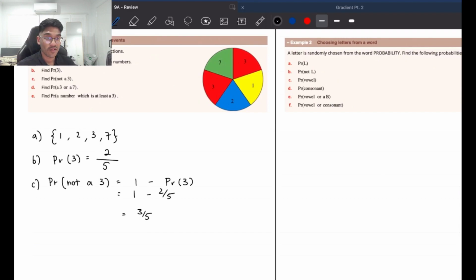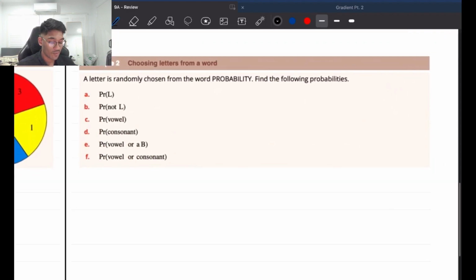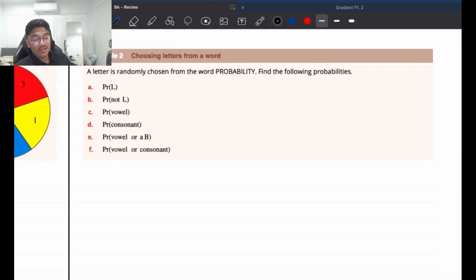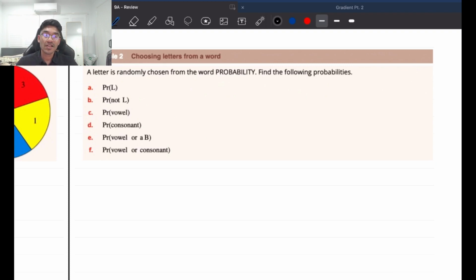I'm going to leave D and E for you guys. So I'm going to move on to the next one because this one might be a bit trickier. So this example says, a letter is chosen from the word probability. Find the following probabilities. What this means is that essentially each letter they've written on a piece of paper. So P on one piece of paper, R on another piece of paper, O on another piece of paper, and they've put them all into a bag. And they want to find the probability that they find a single letter.